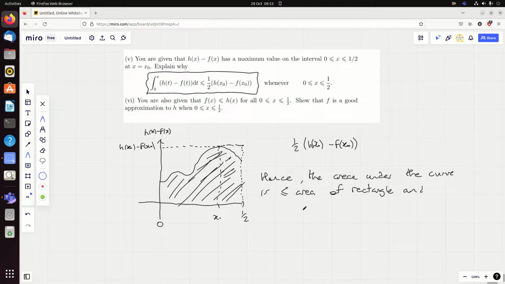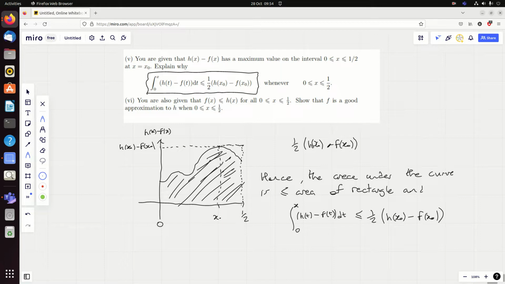And I hope this kind of explanation will get me full marks. The integral from 0 to x of h of t minus f of t dt is going to have to be less than or equal to, let's put this in brackets as well, the area of the rectangle, which is a half times h of x0 minus f of x0. And it's done. That's it.